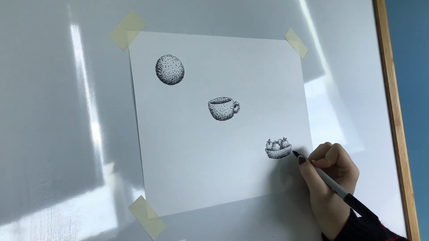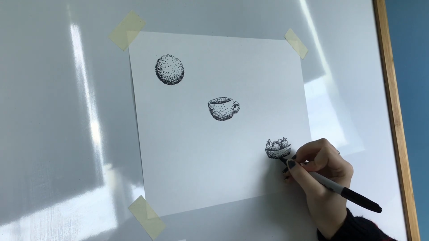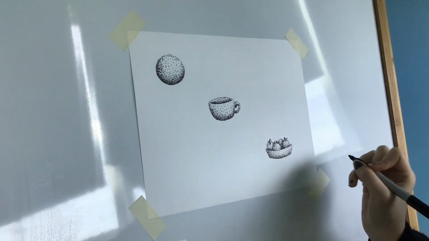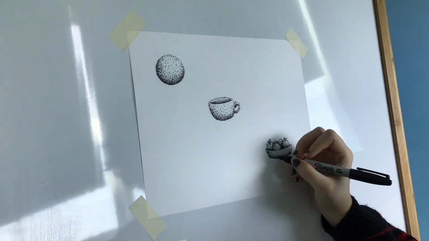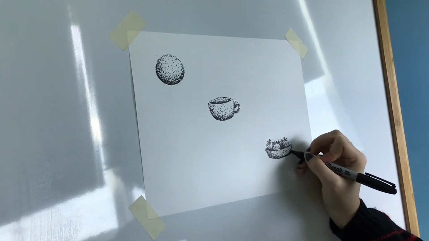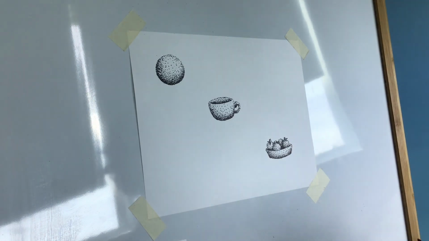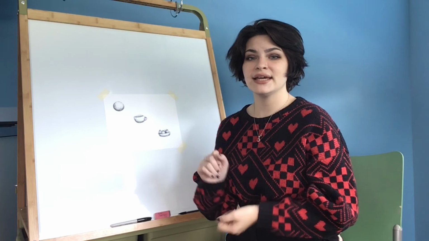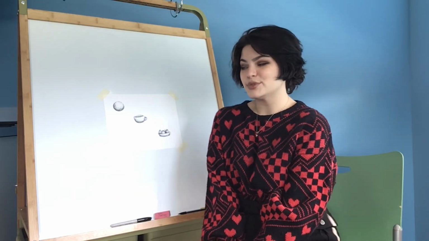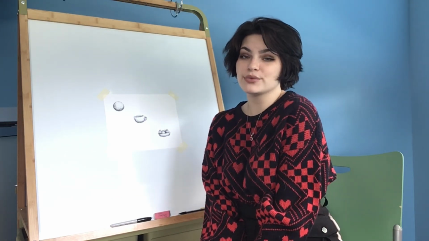Fill in any extra spaces once that pencil is gone, because sometimes it can be hard to see what is missing. And there you go. All done, final product. I hope this gave you a good idea of what pointillism is like, and hopefully with these examples that we drew together, you can start to develop your own style.